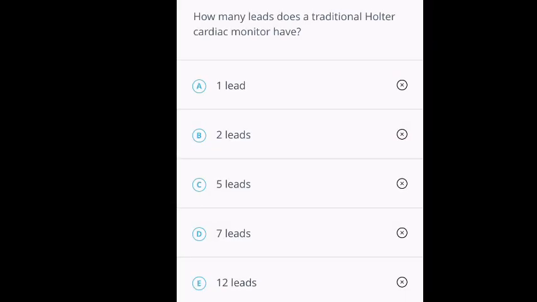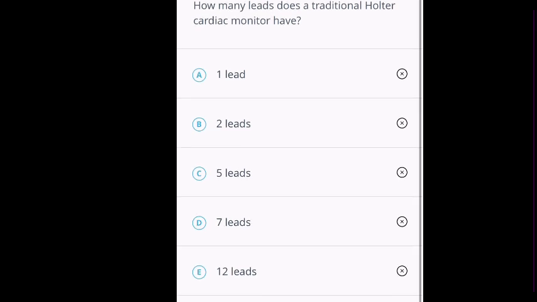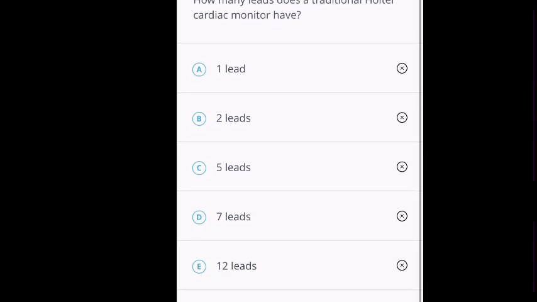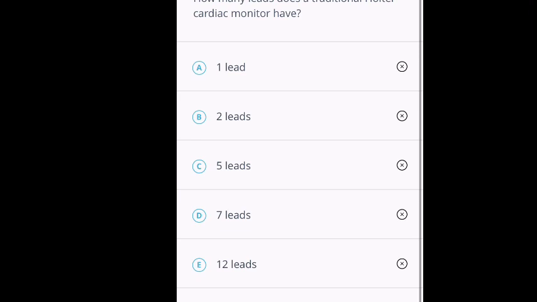How many leads does a traditional Holter cardiac monitor have? 1 lead, 2 leads, 3 leads, 5 leads, 7 leads, or 12 leads? The correct answer is 5 leads.